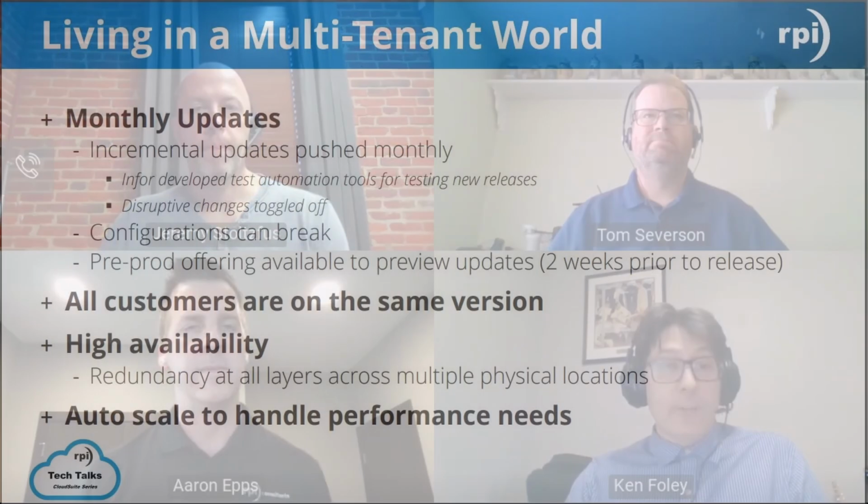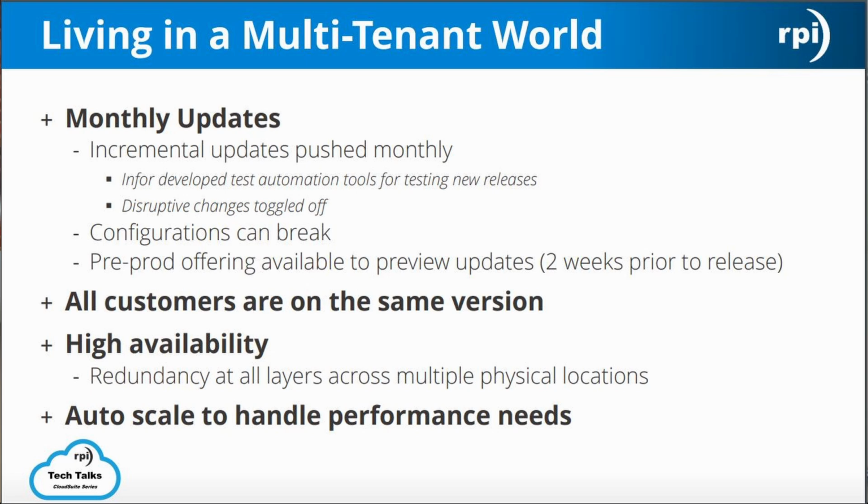Incremental updates are pushed out on a monthly basis, usually in the middle of the month over a weekend. You need to test your extensions and configurations to make sure that the incremental release does not disrupt them in any way. And Infor does offer a pre-prod tenant that you can subscribe to that will receive the updates about 2 weeks prior to the actual scheduled release. So it gives you some extra time to prepare for the production release.